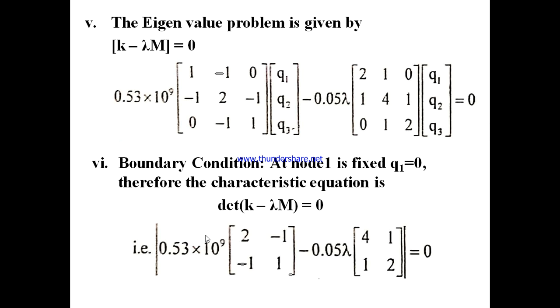Now the eigenvalue problem is given by, now what is this eigenvalue? Eigenvalues give us the natural frequency. So what do we mean by natural frequency here? Free vibration of any elastic body is called natural vibration, and it happens at a frequency called natural frequency. Natural frequency is the frequency at which a body tends to oscillate in the absence of any driving or damping forces.